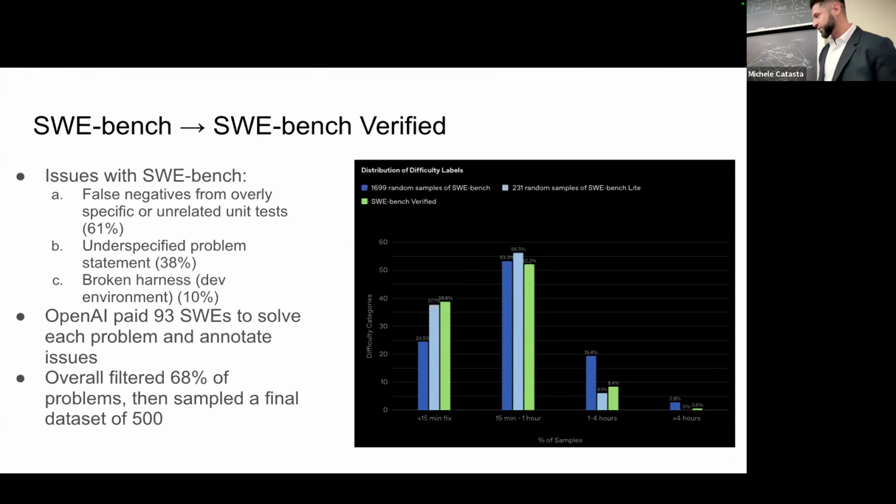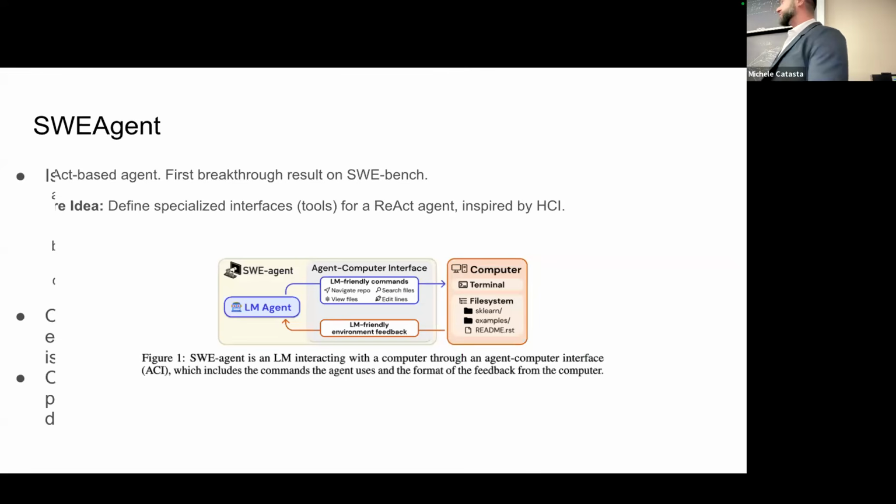Okay, so we set the stage. We talked about evals, and why they're important. So it's time to start to talk about coding agents. The first attempt, and probably the one that kickstarted the field, especially in academia, is SWE-agent. It's based on ReAct. I think you covered that also during week 1, so I'm not going to explain again what ReAct is, but it was the first breakthrough result on SWE-bench.